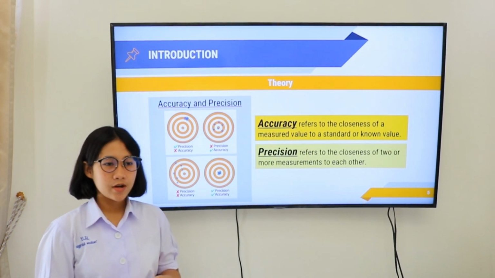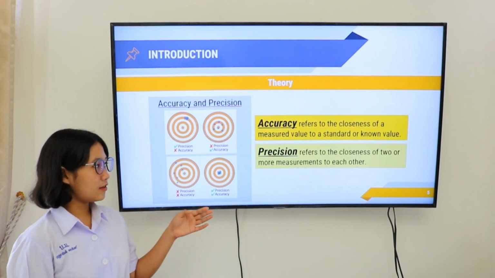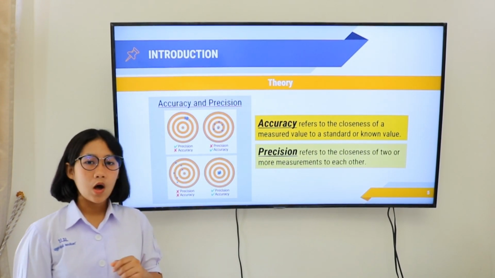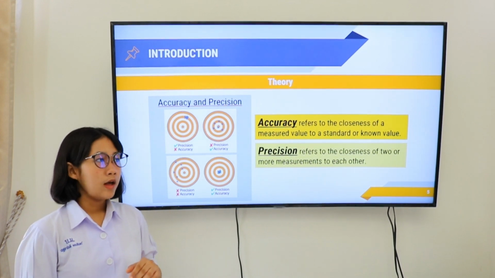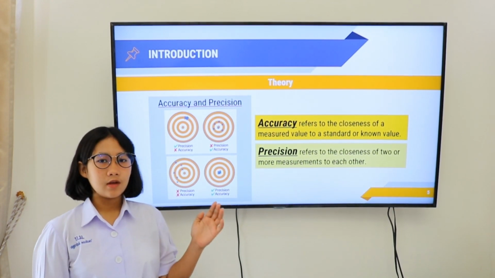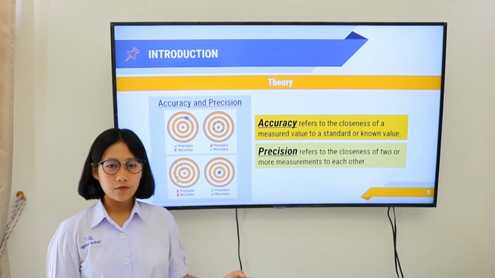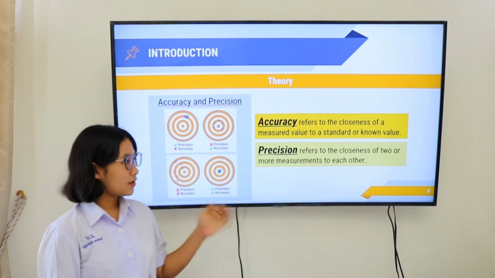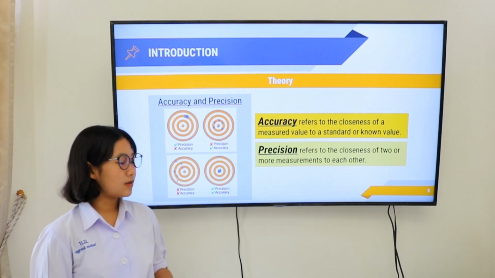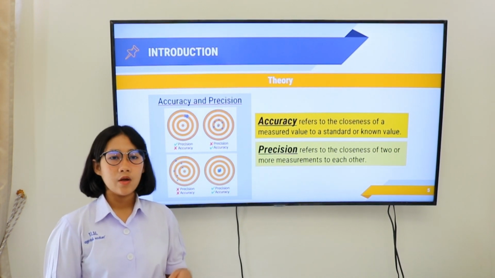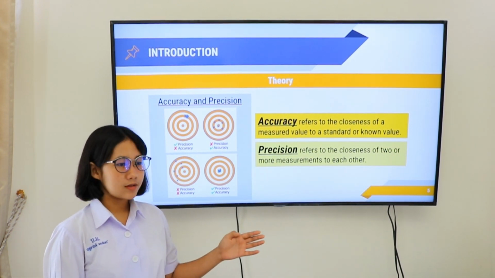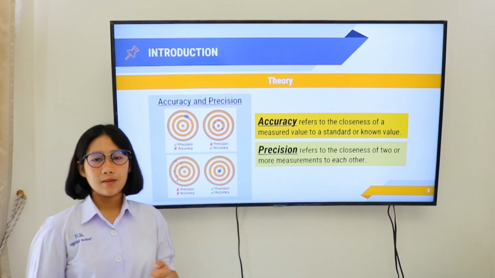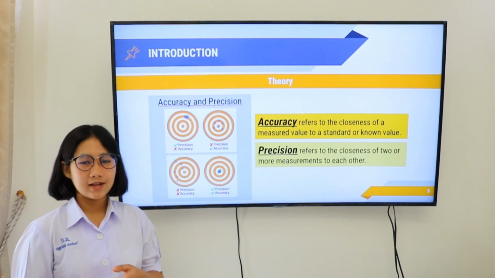Now to my theory about accuracy and precision. Accuracy refers to the closeness of the measured value to the known value. This applies when I use the light sensor from a smartphone compared to the standard lux meter. Precision refers to the closeness of two or more measured values to each other, and this applies when I change the smartphone and when I change the application.